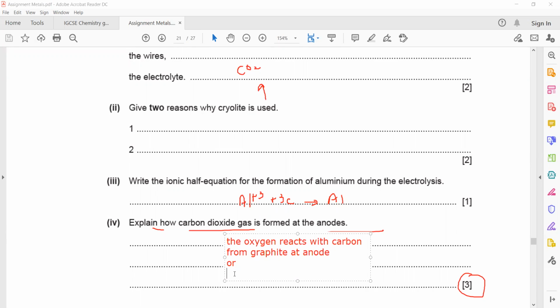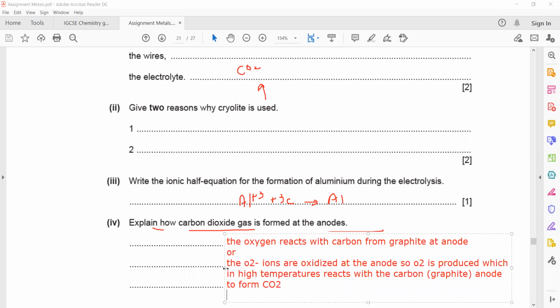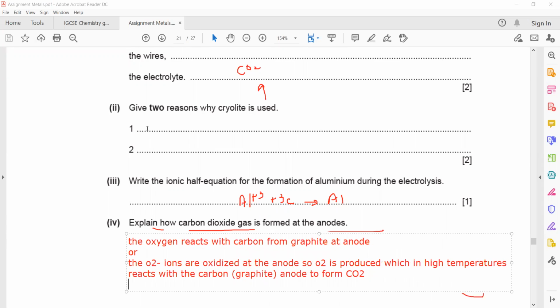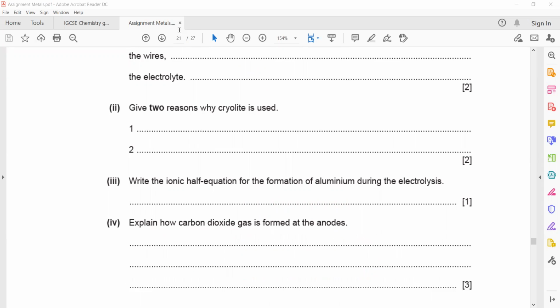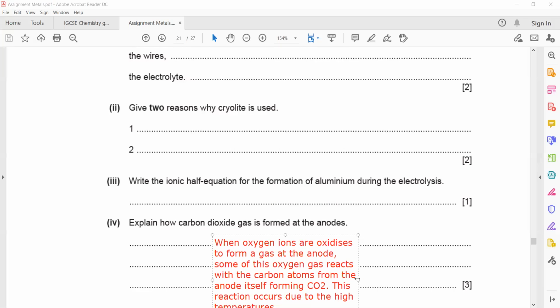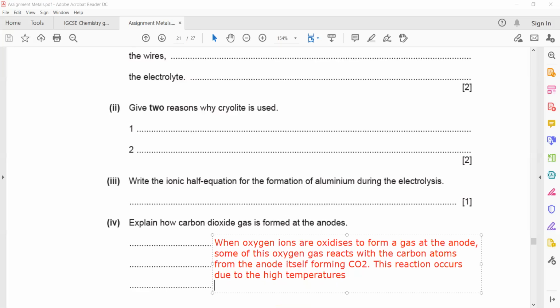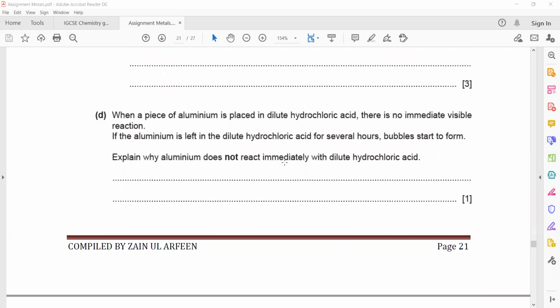Or you can mention this as well. Oxidized means they lose electrons, form oxygen, which reacts with carbon graphite, forming carbon dioxide. Or this could be the answer as well. Oxygen ions are oxidized, form gas, and that reacted with carbon to form carbon dioxide.